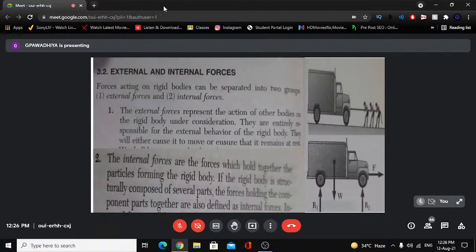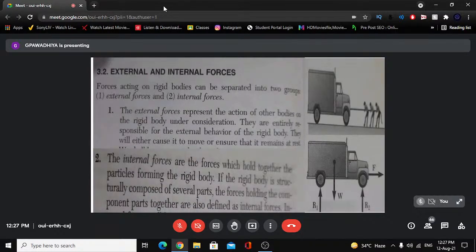Now let me define some actions here. There are external actions and internal actions. External actions are those actions which are applied. Internal actions are those actions which are induced because of the application of the actions. So here you see there are two external actions: one is F, another is W. W is the external action and F is the pull applied by these people. So this is an external action.